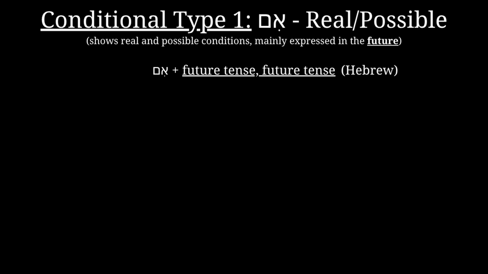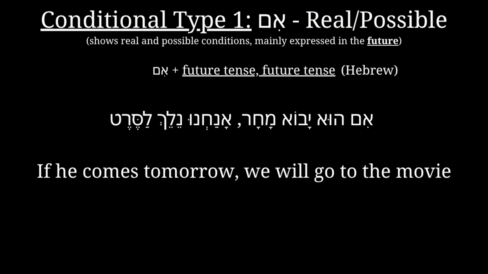Anyhow, when using conditional type 1, we express real possibilities, and both clauses will be in the future tense in Hebrew, like saying, "Im hu yavo machar, anachnu nelech la'seret." אם הוא יבוא מחר, אנחנו נלך לסרט. If he comes tomorrow, we will go to the movie. That's how conditional type 1 works in Hebrew.